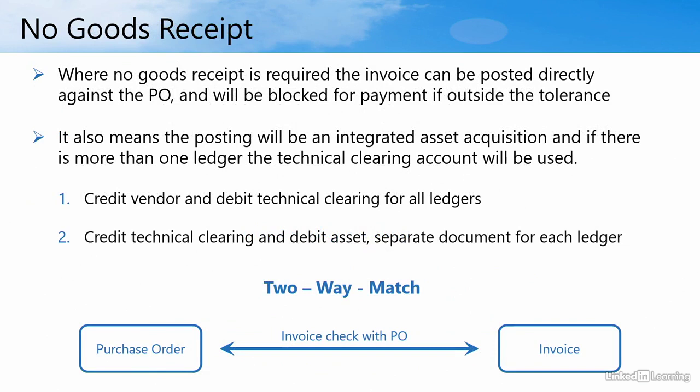It's also technically possible to have no goods receipt at all, and just a two-way match. But it means that you risk paying for goods that you've not received unless you add an extra step somewhere to check this. The invoice will still be blocked if the amount exceeds the amount approved in the purchase order. And if you have more than one ledger, you'll still need operating and valuating documents to post between the vendor and technical account, and then between the technical account and the fixed asset.